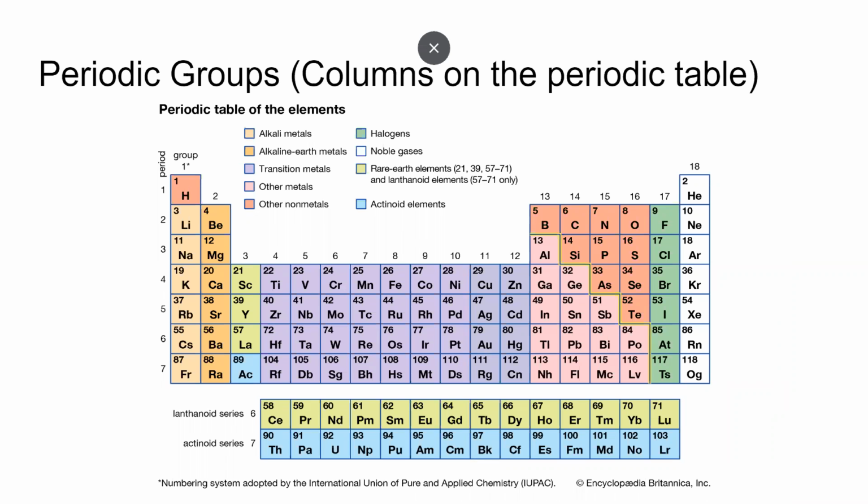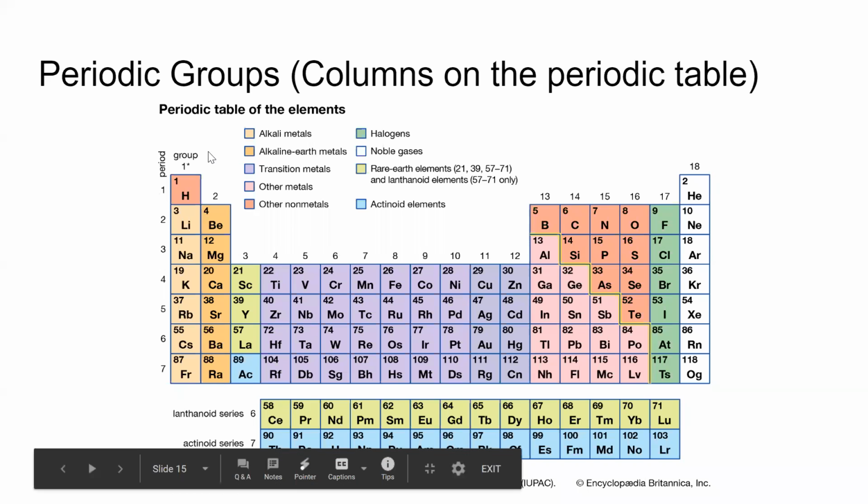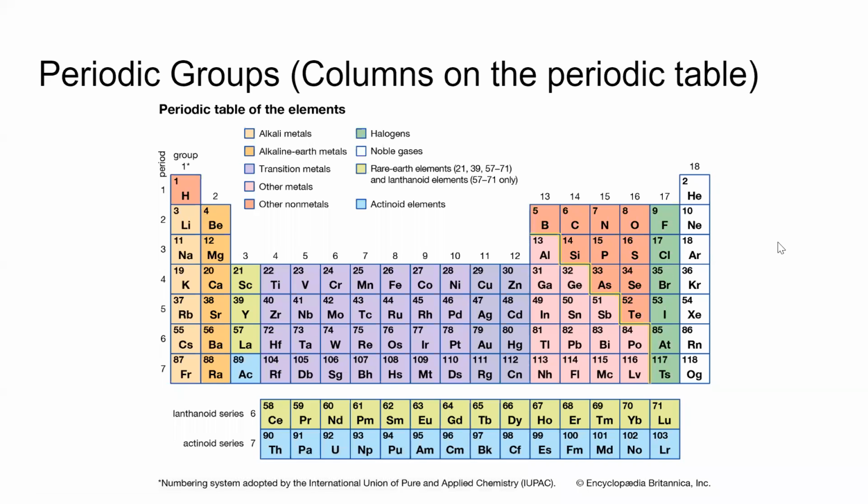The terminology here, you have to know what the groups are. So they're the columns. On the top, you can see there's group 1, group 2, group 3, 4, 5, 6, 7, 8, 9, 10, 11, 12, and then 13, 14, 15, 16, 17, and 18. Those are the groups. There's 18 groups on the periodic table, and they each have a specific name.